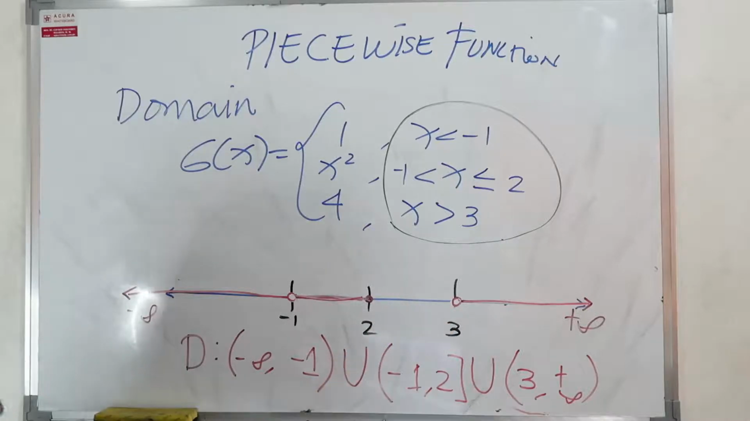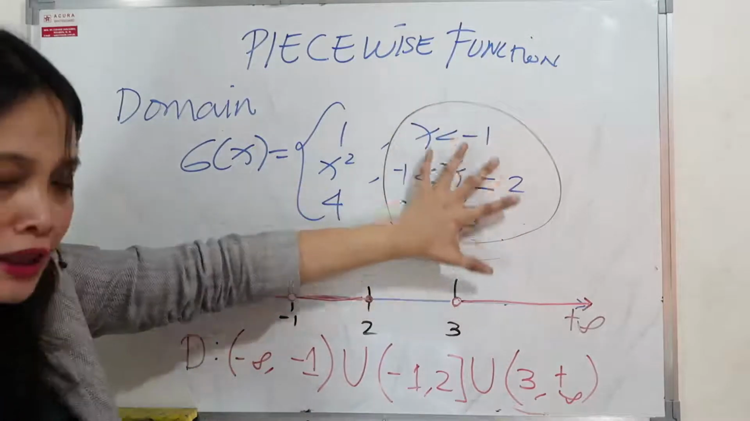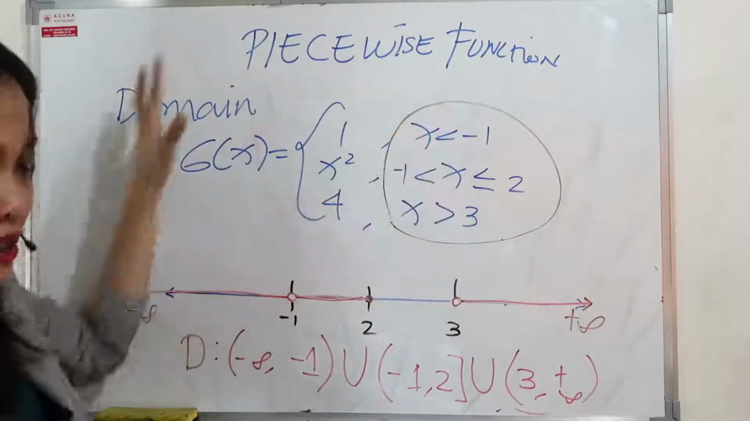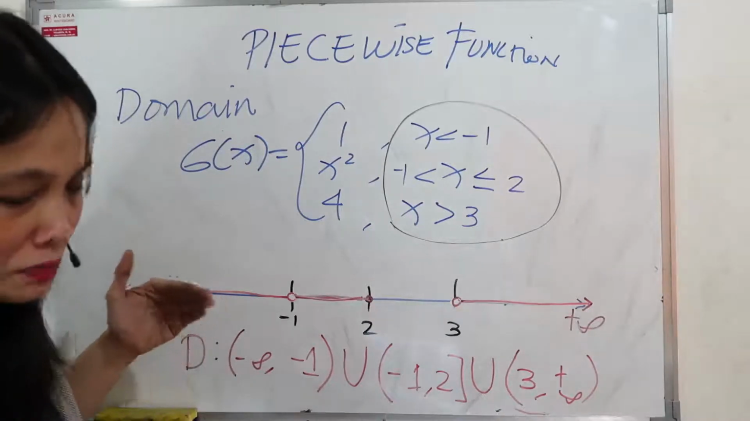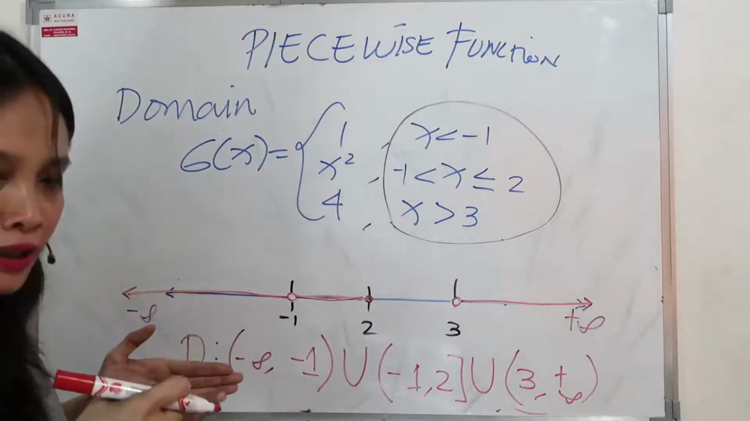What about 2 to 3? Do we need to include that? Okay, no. Why is it no? Because it's not in the condition. In the first example that we had a while ago, all are possible. Okay? All the given numbers are possible. That's why your answer is negative infinity to positive infinity.